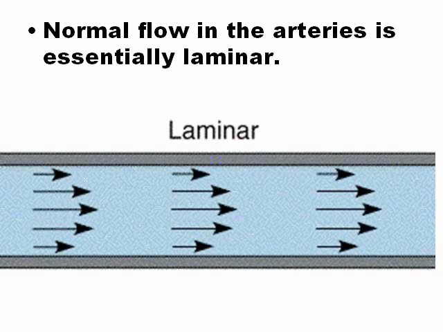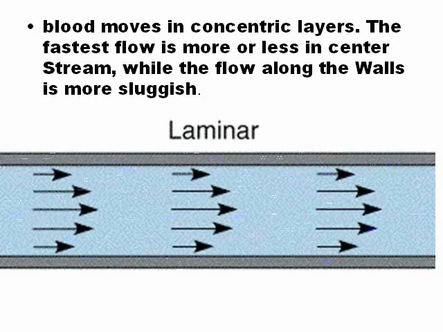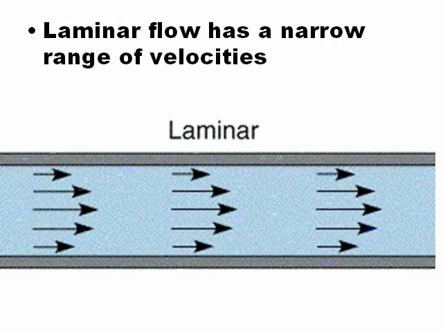Normal flow in the arteries is essentially laminar. This is the normal flow. That means that all the flow is moving in the same direction, a little higher in the center, a little slower near the wall. Blood moves in concentric layers. The faster is in the center. Laminar flow has a narrow range of velocity. That means that all the blood is moving at similar velocity.